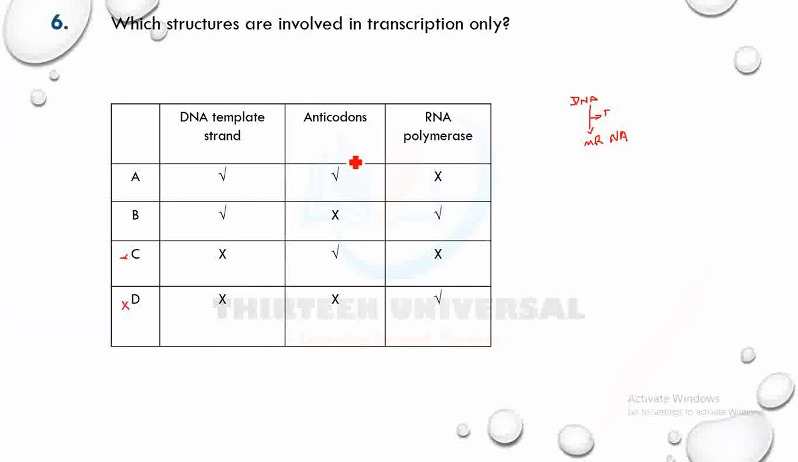So let's go to anticodons. Anticodons are found in tRNA. tRNA is not involved in transcription, so that eliminates A. Now B says it's the RNA polymerase. Yes, RNA polymerase is the enzyme that catalyzes transcription, and that makes B the answer.